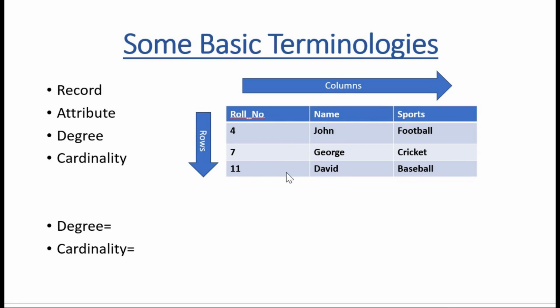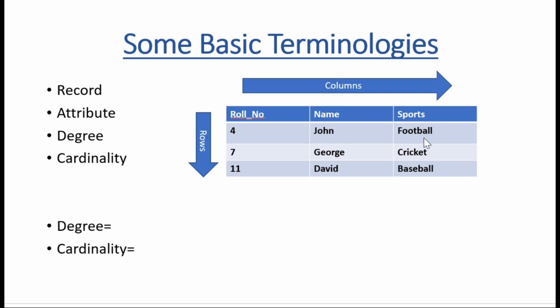Let's discuss some terminology such as record, attribute, degree, cardinality. We can see each of these as having rows and columns. Each row is called a record or a tuple, which basically represents one complete unit of information. If I say John football, this is one complete piece of information of one person whose name is John, having roll number 4 and interest in sports such as football. So it's one complete piece of information, and this is called a record.